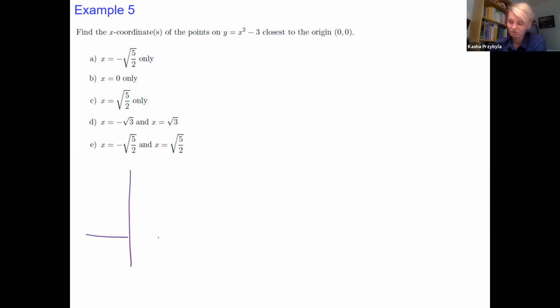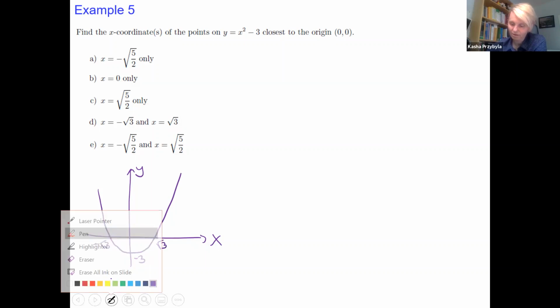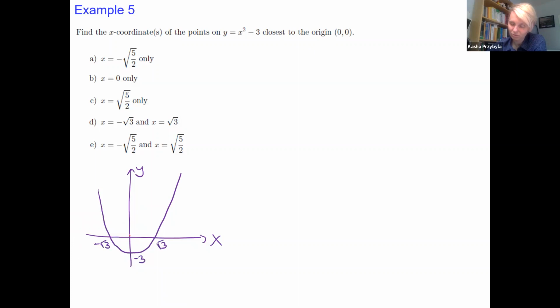Can I draw this situation? We don't have to, but x squared minus 3. That's a parabola shifted 3 units down, right? This is negative 3. This will be actually square root of 3. Okay. And now we're looking for, that's the origin, 0, 0, a little bit too tiny.